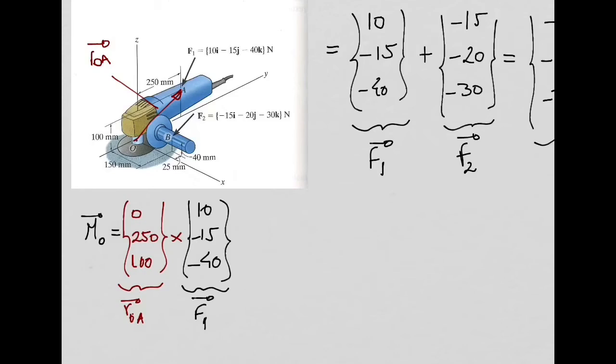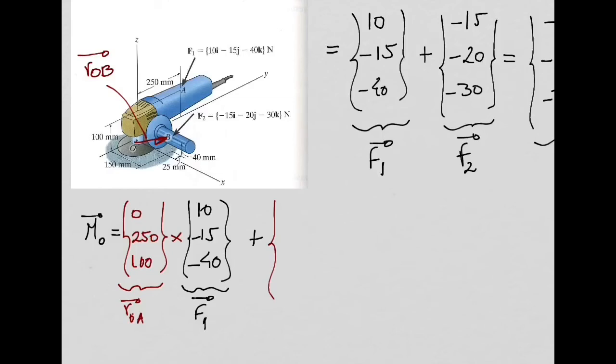But that is only the contribution from force F1. I need to add now the contribution from my force F2 for the moment. So for the force F2, I need now to get the position vector connecting point O with point B. It's always a good idea to draw these position vectors because you need to get the components of these vectors. So this is going to be my position vector, ROB. I need to get the x, y, and z components of this vector.